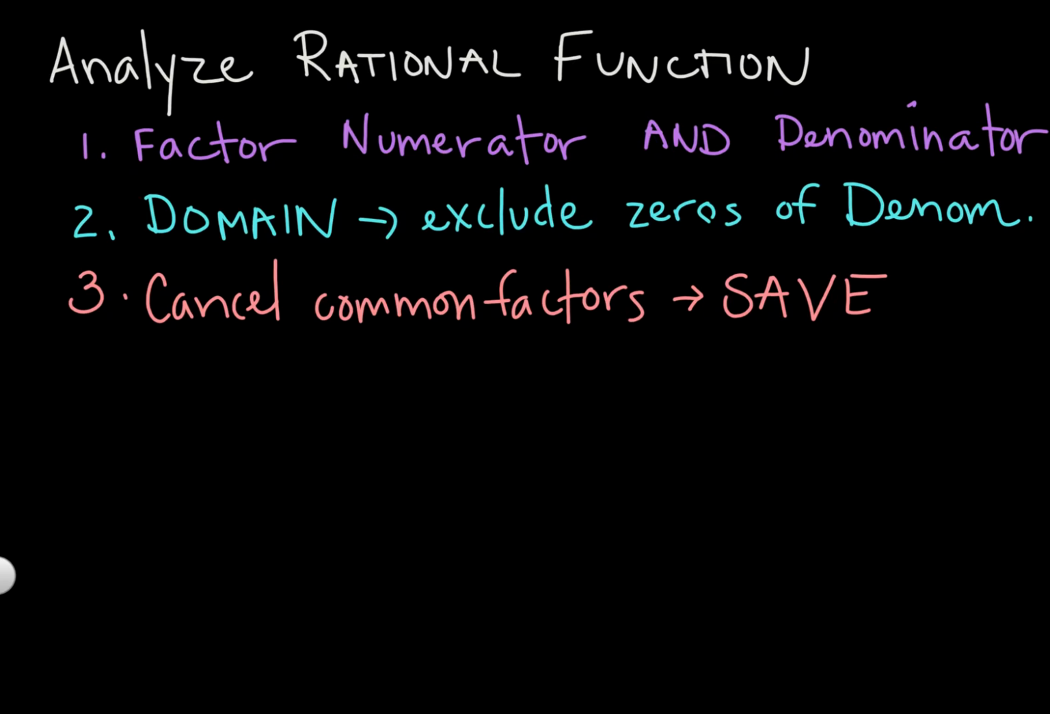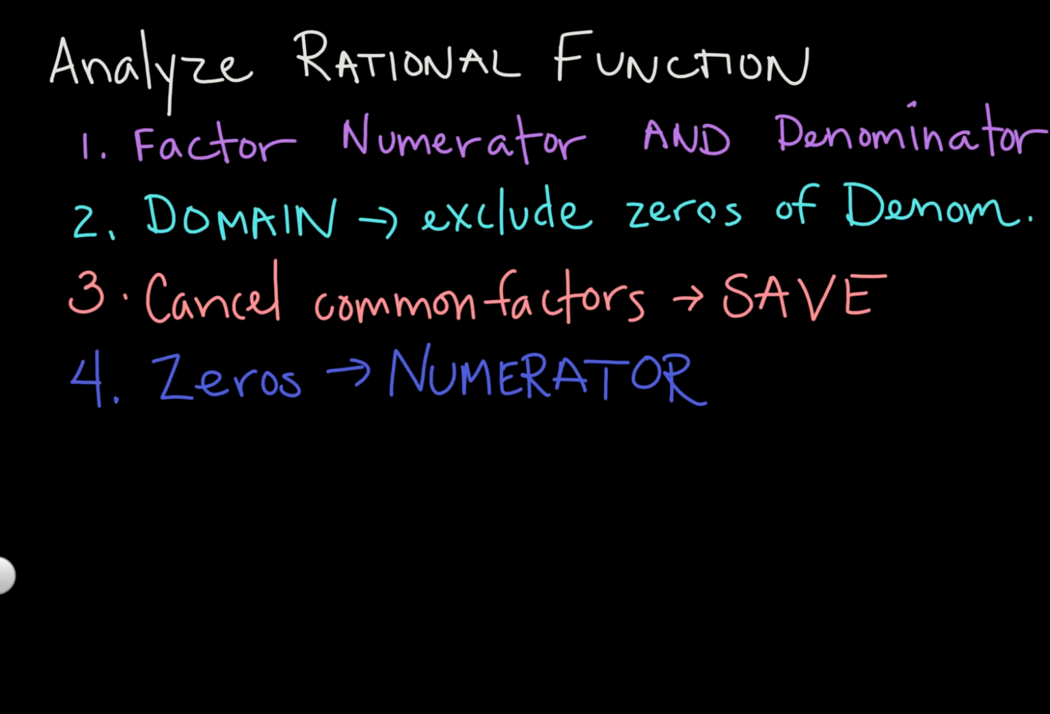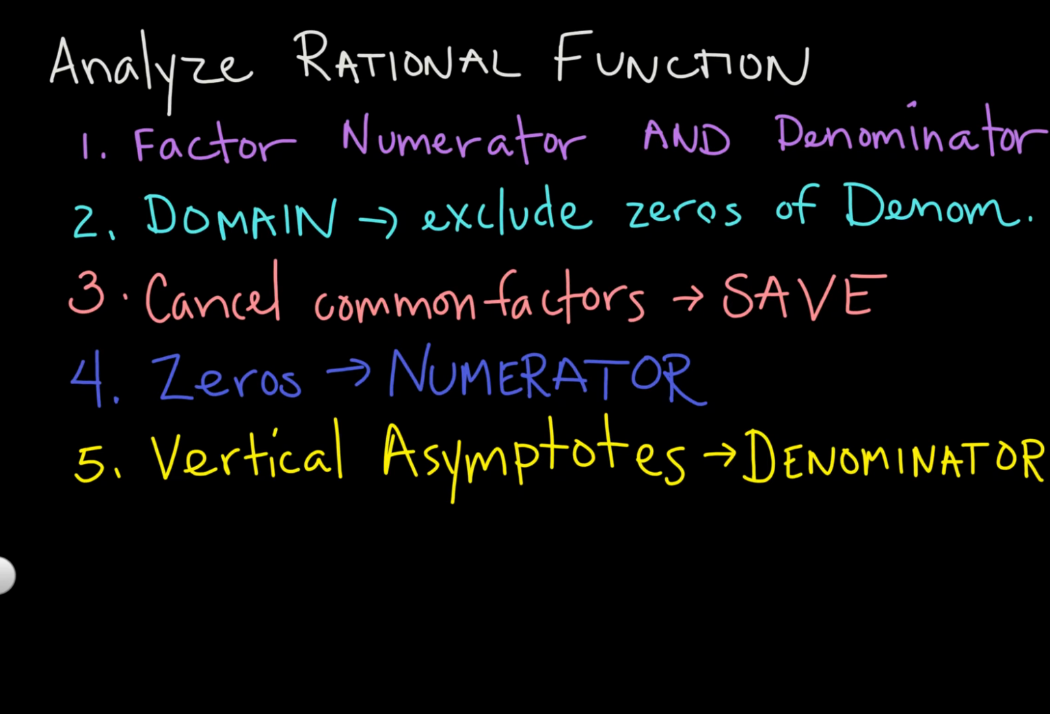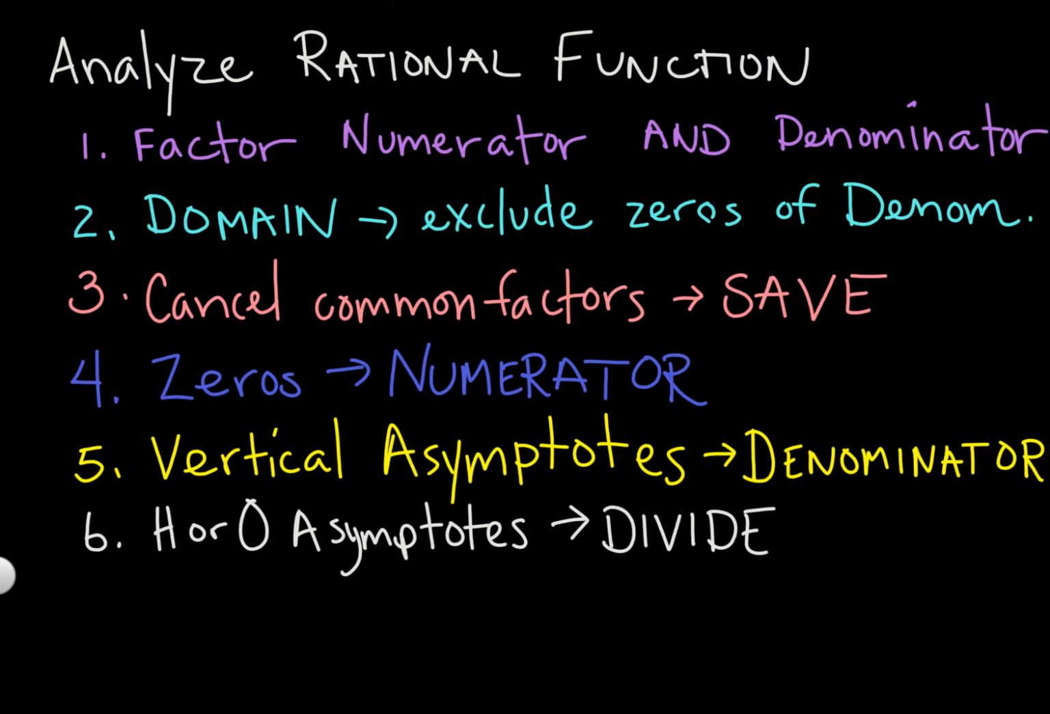Third step will be to cancel all the common factors. We're going to save those, so we'll use them when we figure out holes. We will find the zeros of the function. Those are coming from the numerator. We have the vertical asymptotes. Those come from the denominator.